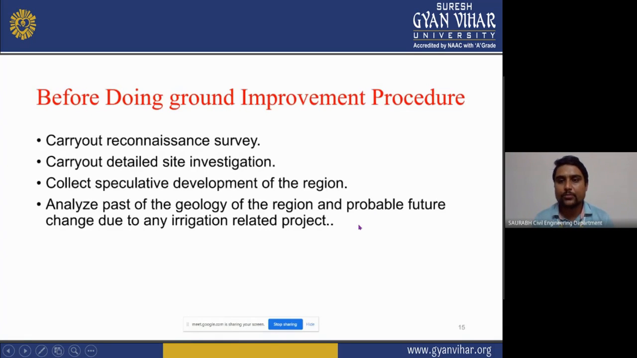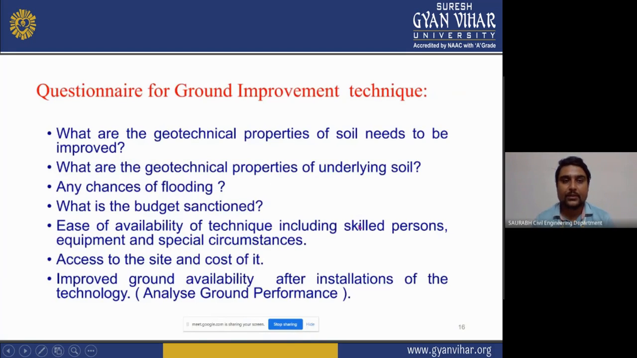Before doing a ground improvement procedure, we should carry out a reconnaissance survey, carry out a detailed site investigation, collect the development of the region, analyze the past geology of the region, and consider problems of future change with irrigation-related projects. So here are also some questions for the ground improvement techniques.